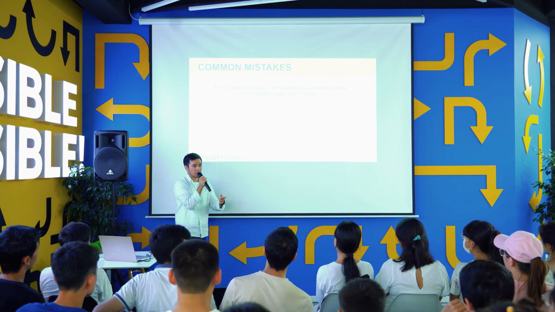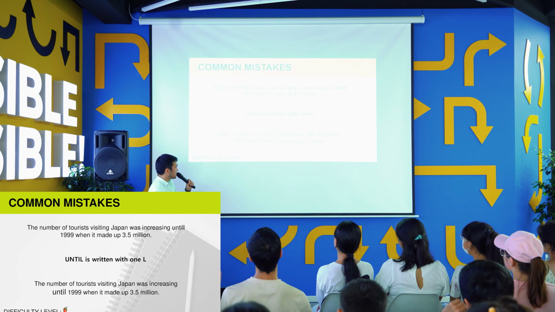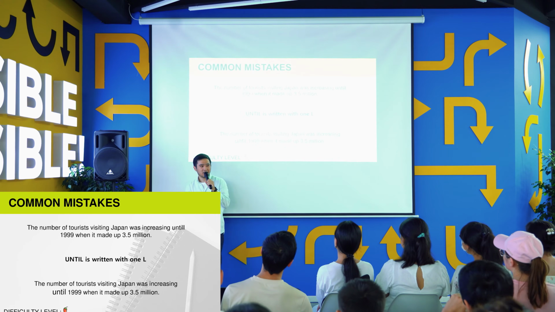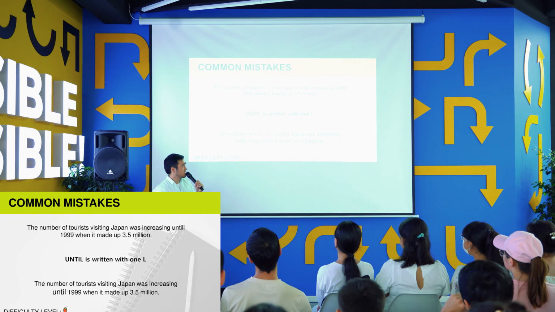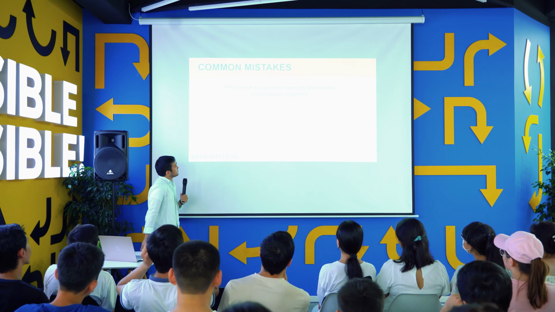What is wrong about until? Good job. Until is written with 1 L, all right? This is one of the very common mistakes in IELTS writing, especially task 1, right? And people don't notice it. Until is spelled with 1 L, so it should be until, like that. And it was easy, wasn't it? Okay, next one.